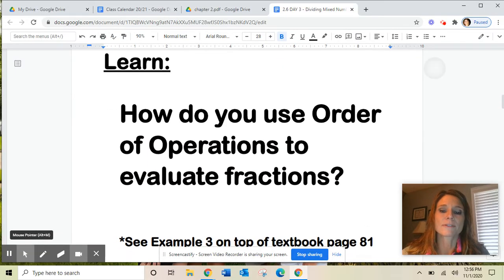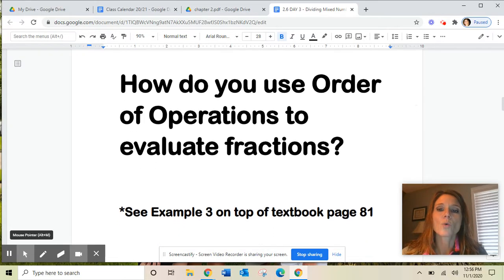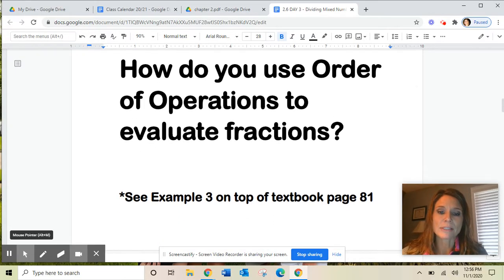So we're going to put all of this that we've been practicing together today with some order of operations. So how exactly do we solve order of operations when fractions are involved? We'll pause the video and peek at our resource, specifically example 3 on the top of textbook page 81. We'll walk you through it. Pay very close attention to what they do when they're adding or subtracting the fractional piece. We'll pause the video while you look to learn.